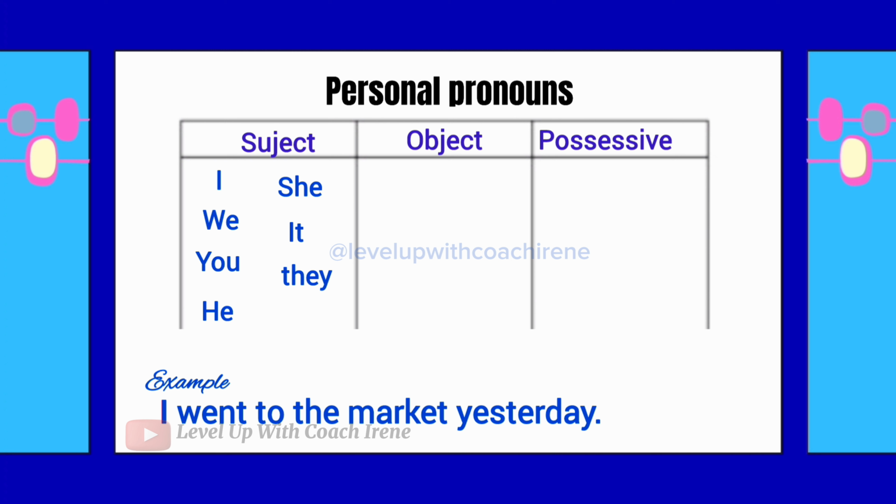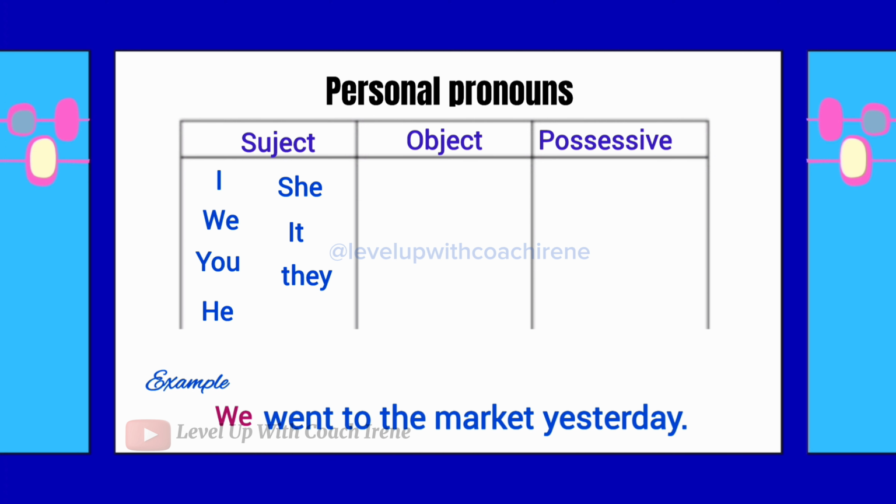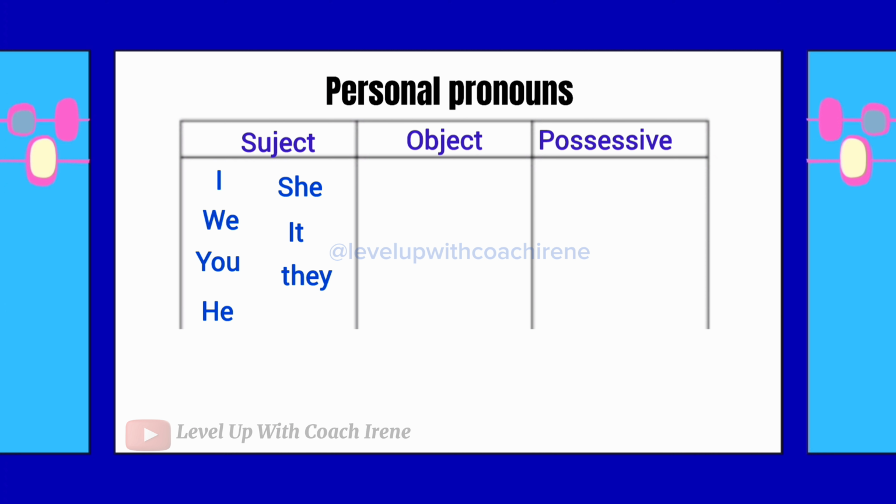You can also replace the I with any of the other subject pronouns. Examples: we went to the market yesterday. You went to the market yesterday. They went to the market yesterday. Let's look at object pronouns.